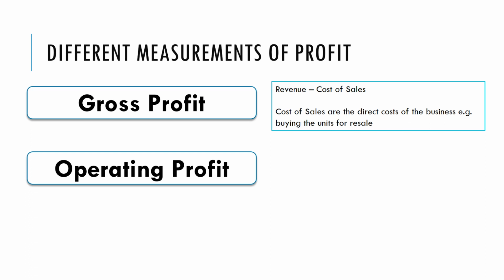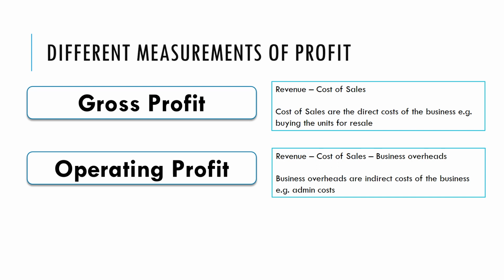Our next type of profit is operating profit. And operating profit looks at the profit the business is generating as a whole, as an operating business. So we have revenue, we subtract the costs of sales, but we also subtract what are known as business overheads. The other costs of the business that aren't direct, they're not involved necessarily with what the business directly does, but they are also costs of the business. So things like administration costs.